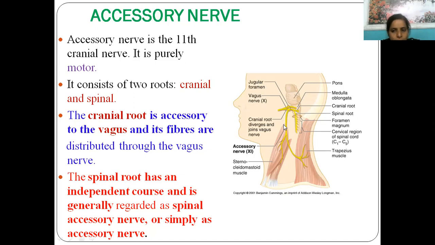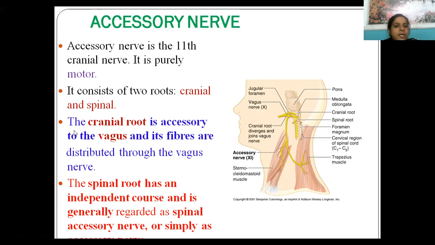Through the jugular foramen, this accessory nerve comes out. Once it comes out, you can see it entering the posterior triangle and supplying two muscles, the sternocleidomastoid and the trapezius. Okay, so the accessory nerve is the 11th cranial nerve. It's purely motor. What is the meaning of motor? Motor in the sense it is supplying the muscles. Then it consists of cranial and spinal roots.